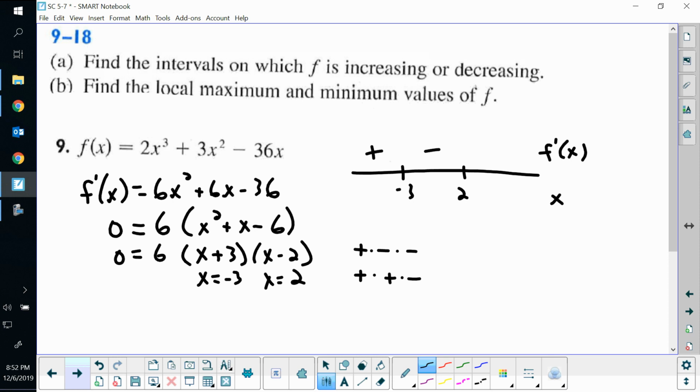And then something to the far right, say like positive 10. Well, the 6 is positive. 10 in for x with the x plus 3 is still positive. 10 in the x minus 2 is still positive. 3 positives multiplied together give us a positive for our derivative value. Subbing in the factored form is much, much easier than subbing in the non-factored form of the derivative. So we can do part A now. We are increasing where that derivative was positive. So from negative infinity to negative 3, and then again from 2 to infinity.